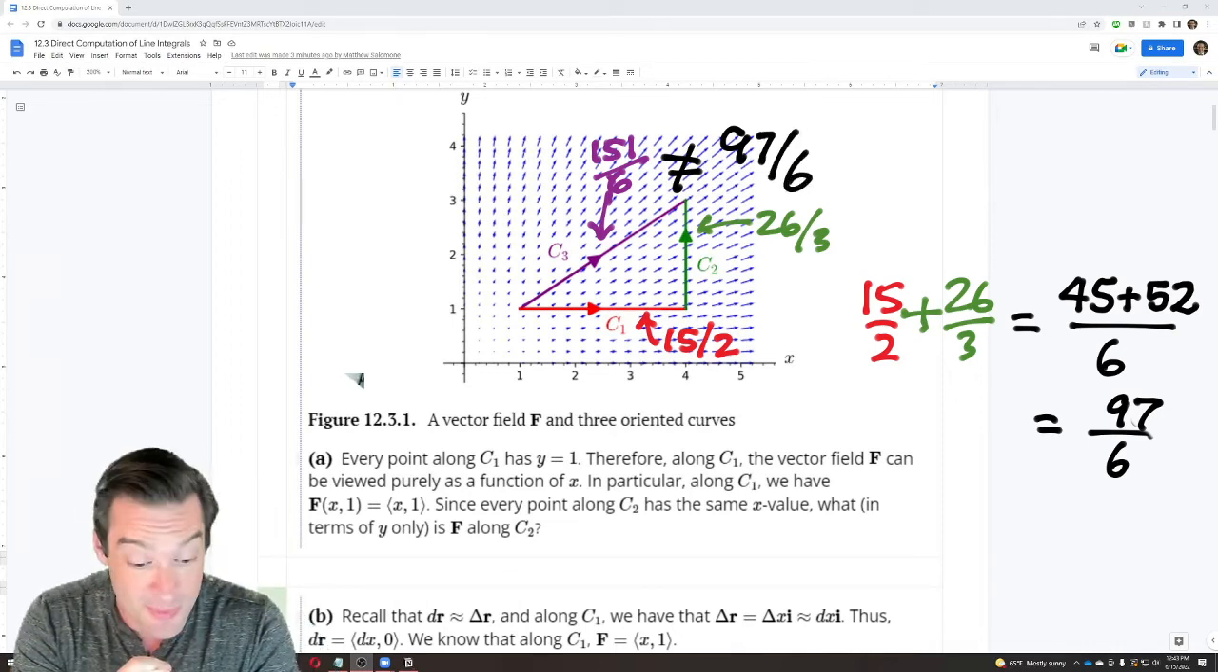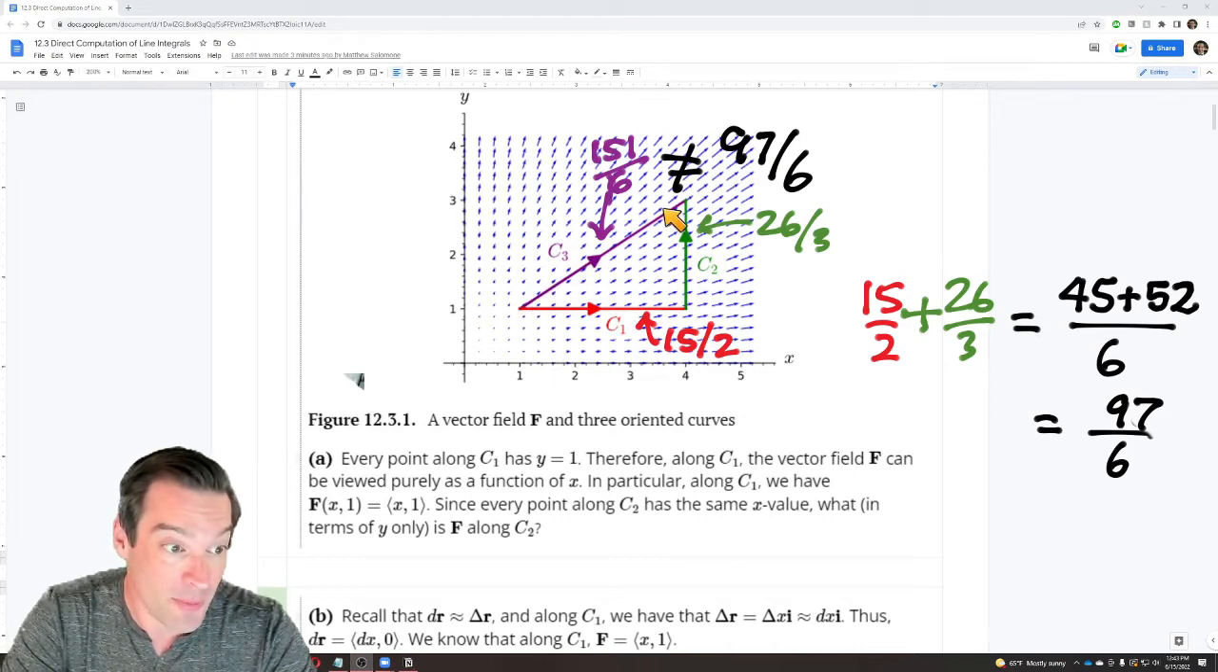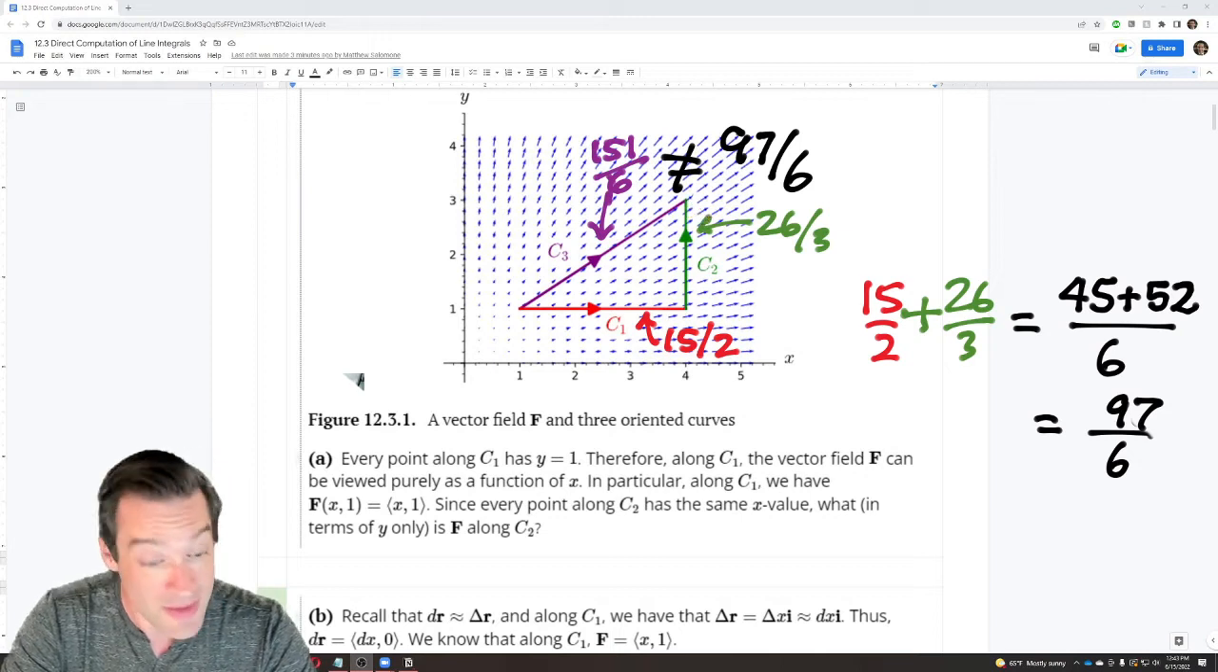Which in itself is potentially an interesting observation, right? So here we see a clear example where this integral appears to be path dependent, not path independent, because I ended up getting more work done on me by this vector field by going directly from point A to point B along C3, compared to if I went from this point to that point along C1 and thence to this point along C2.